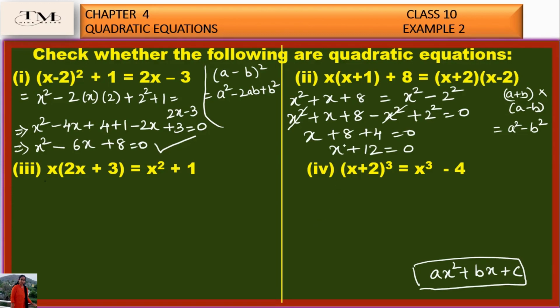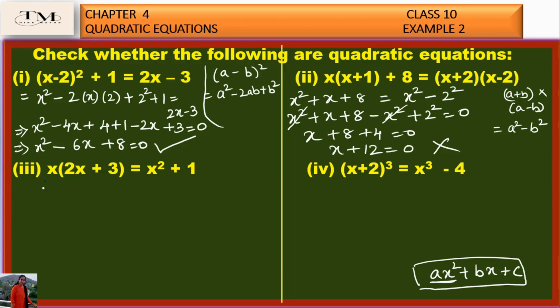So here the degree is 1. Okay, highest power is 1. So this equation is not a quadratic equation. In a quadratic equation, the degree should be 2. So there is no x square term. So this is not a quadratic equation. Okay, understood? So next term, x into 2x plus 3 equal to x square plus 1.